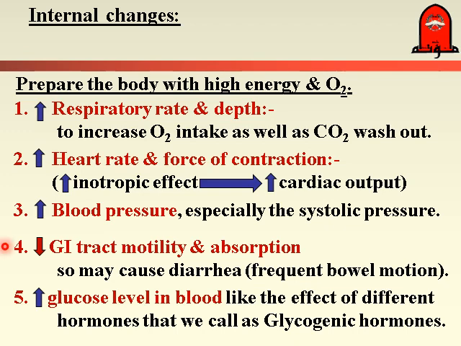The other thing is that there will be a decrease in the activity of non-vital organs, like for example the GI tract. During stress, we do not need the GI tract, so there will be a decrease in the contractility of the gastrointestinal system and a decrease in its absorption. And this decrease in the activity, motility, and absorption might lead to the production of diarrhea, frequent bowel motion.